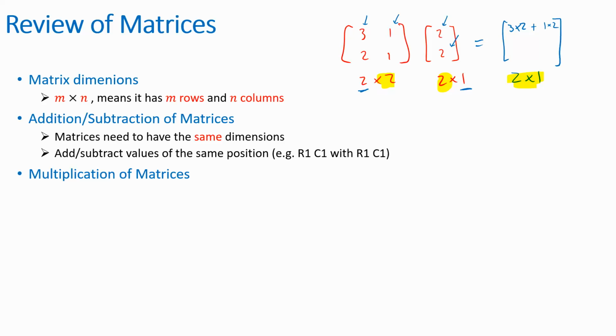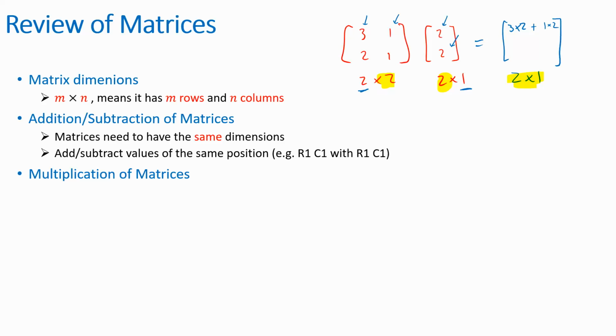When you're multiplying, you're taking the entire row 1, multiplied to column 1. So in this case, you're doing row 1, column 1. That gives you 3 times row 1, column 1. This one gives you row 1, column 2. And this is row 2, column 1.